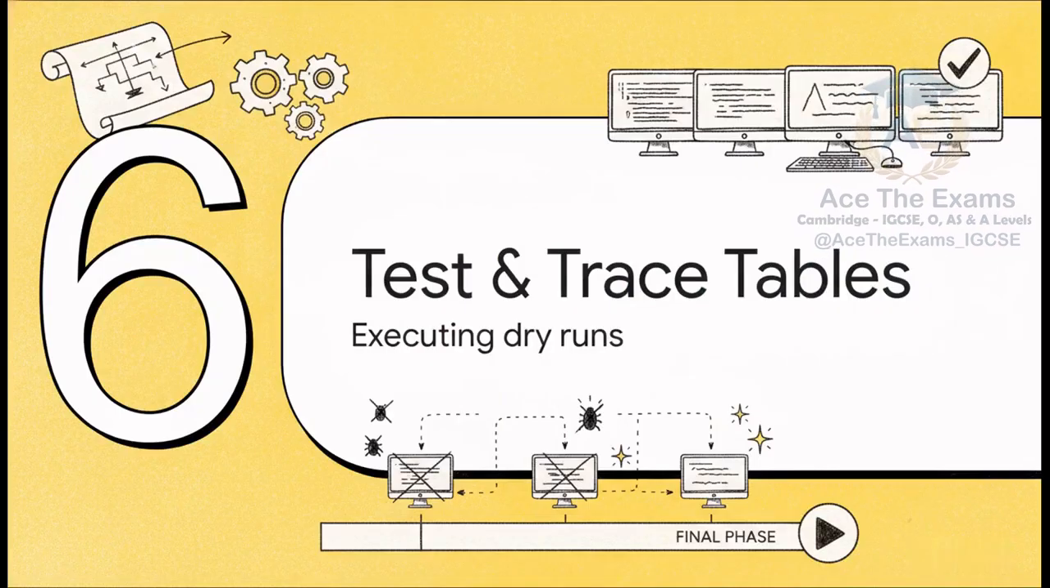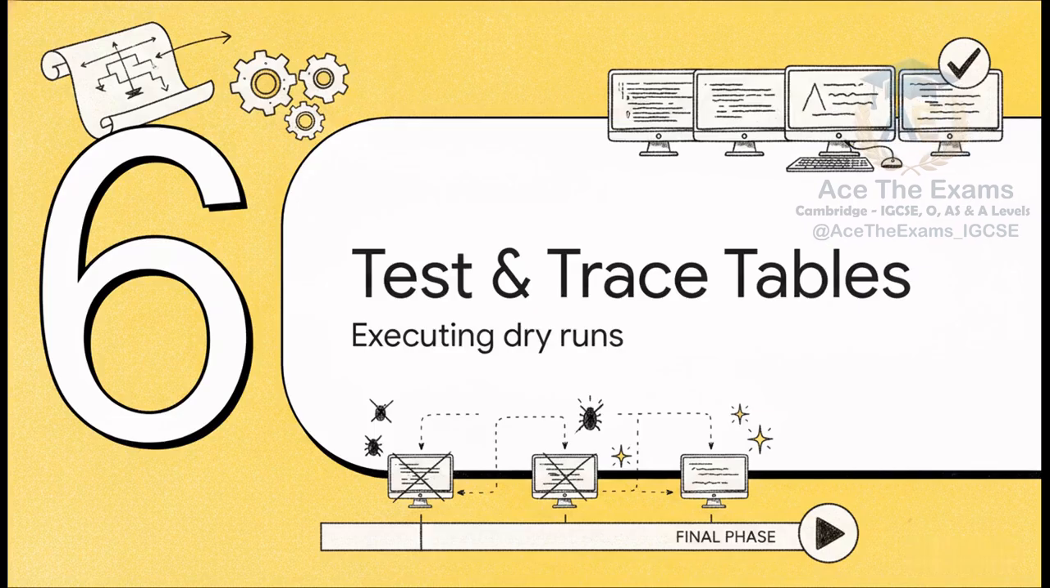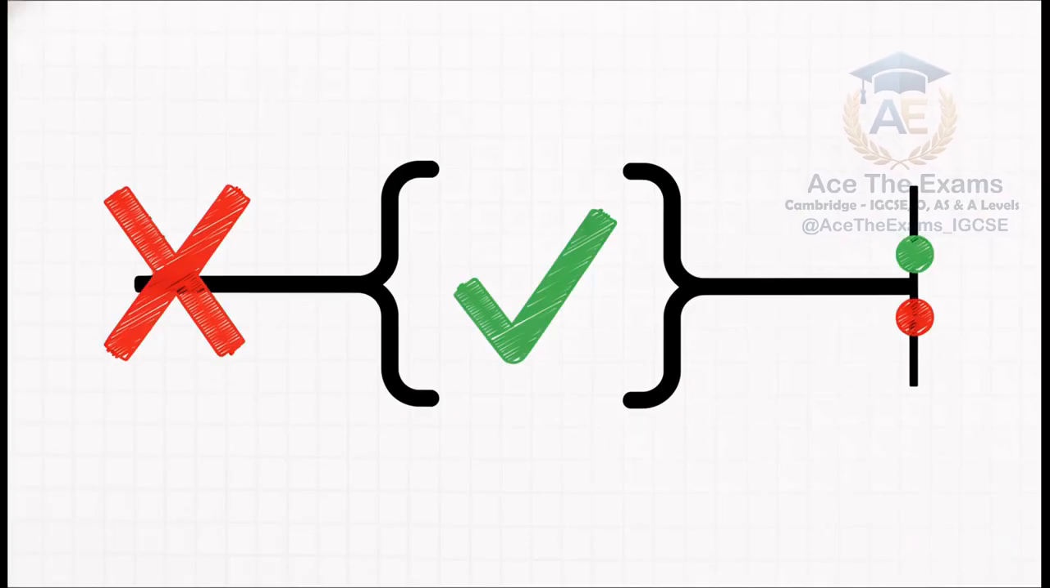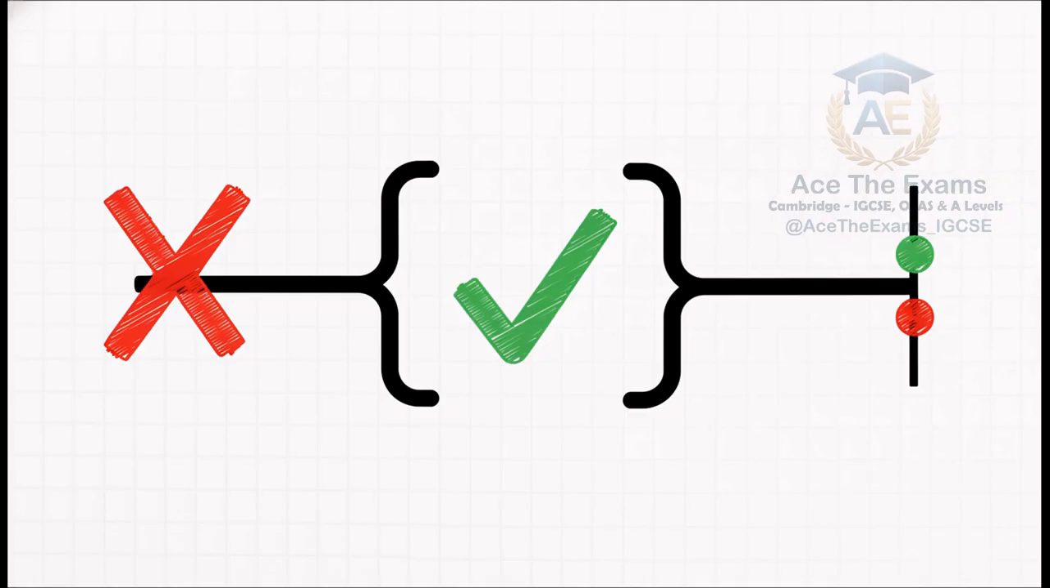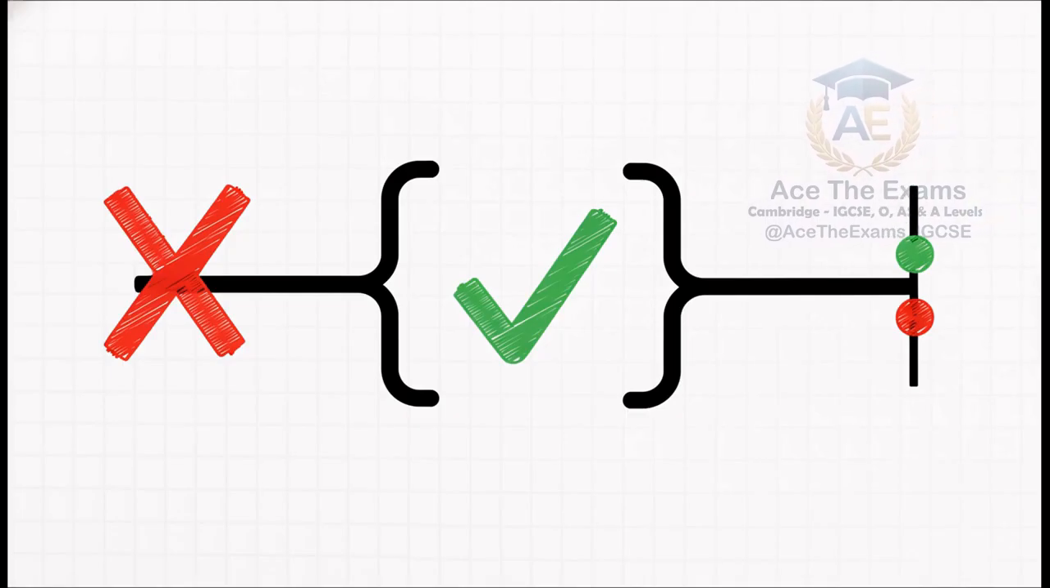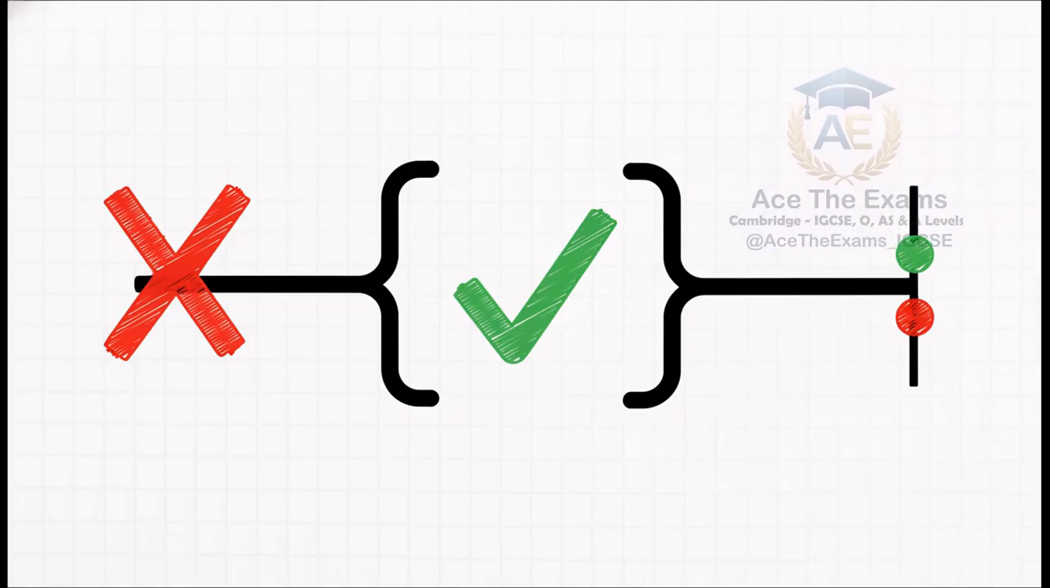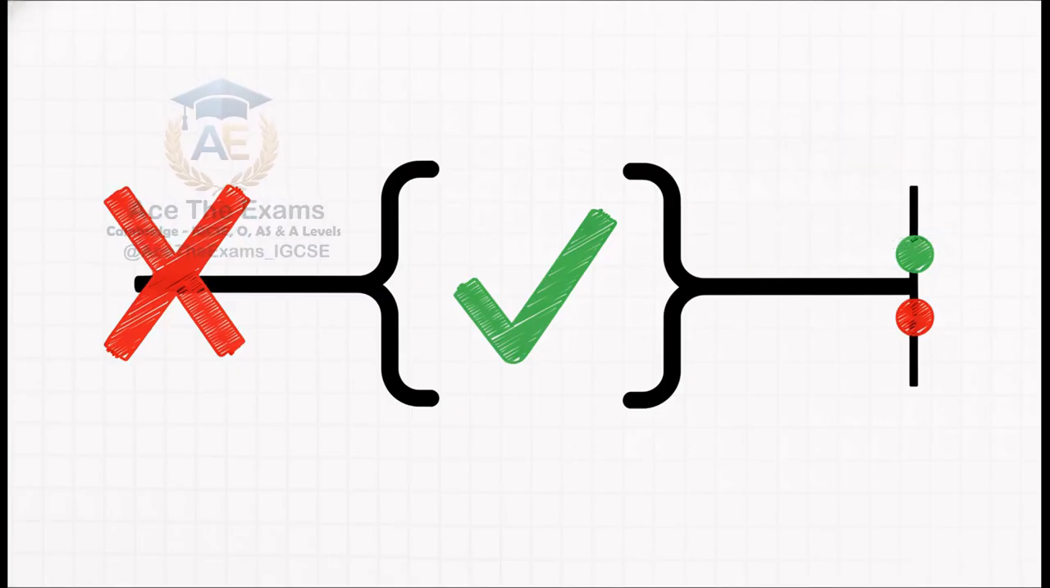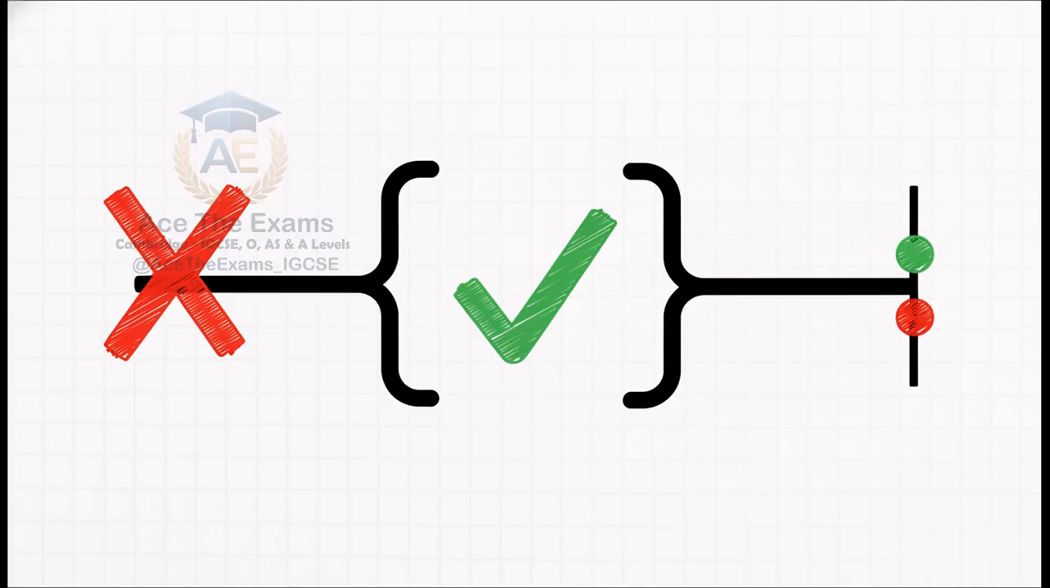Finally, Section 6, Testing and Trace Tables. So, we've designed the blueprint, we've mapped the flowcharts, written the pseudocode, and added our validation checks. Now we enter the final phase where we execute dry runs to guarantee our software architecture actually works exactly as intended under every possible circumstance.